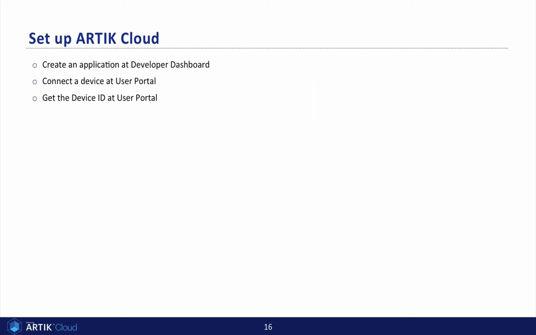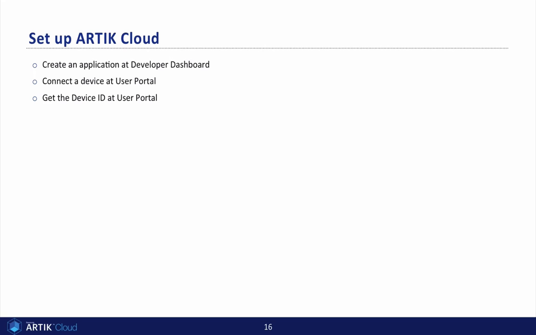To set up at ARTIK Cloud, first you need to create an application and get the application ID at the ARTIK Cloud developer dashboard. Then, second step, you need to connect a device of the Sample Gigabit device type at the user portal, so that the Android application can send data on behalf of this device. Then you also need to get the device ID of that device at the user portal.